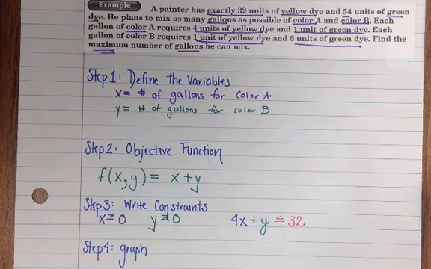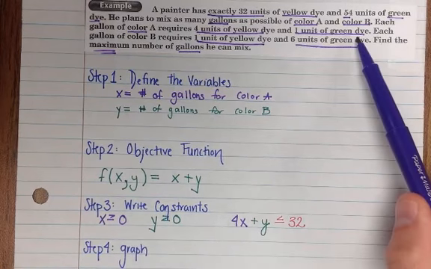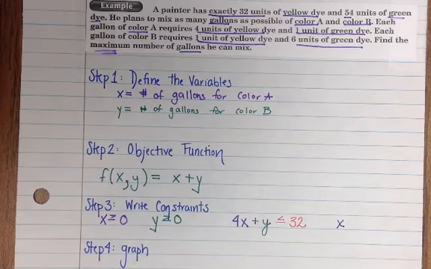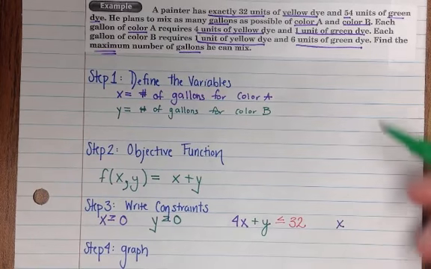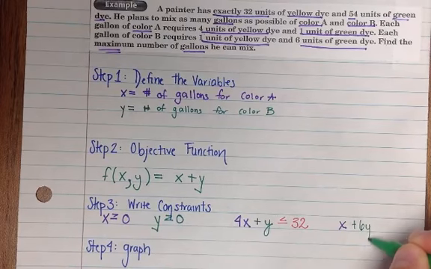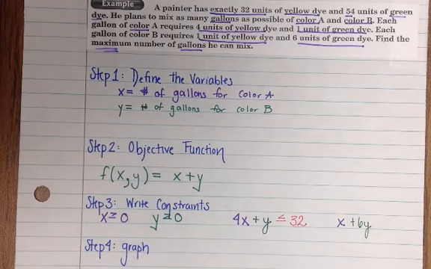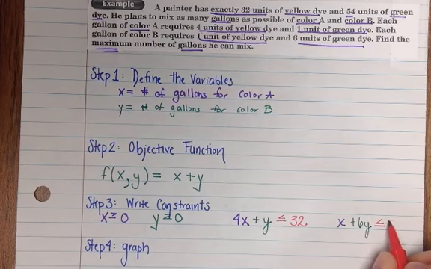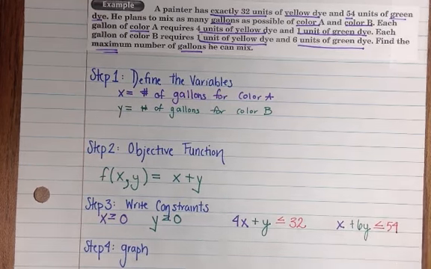So in color A, we know we have 1 unit of green dye, so x. In color B, we have 6 units of that green dye, so plus 6y. Together, it would incorporate all of the units of green dye that we need, and he only has 54 units, so therefore it has to be less than or equal to 54 because we can't use more of the green dye than we already have listed.